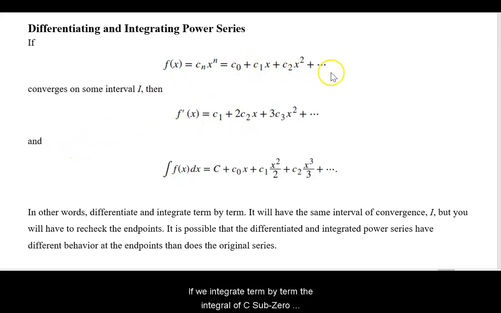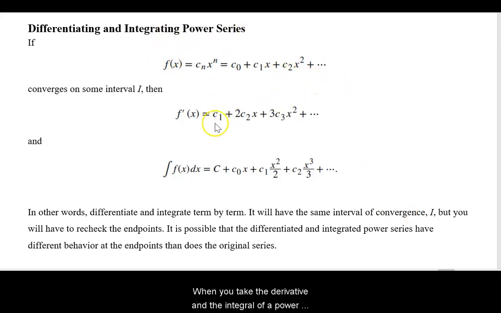We can also integrate term by term. If we integrate term by term, the integral of c sub 0 would give us c sub 0x. The integral of c1x would give us c1x squared divided by 2, and so on. Notice that we would also get a constant added on at the end. In other words, in order to differentiate and integrate power series, we do it term by term. When we do this, we are guaranteed that it will converge on the interior of the same interval of convergence as the original power series f.